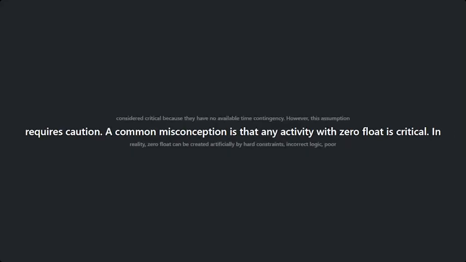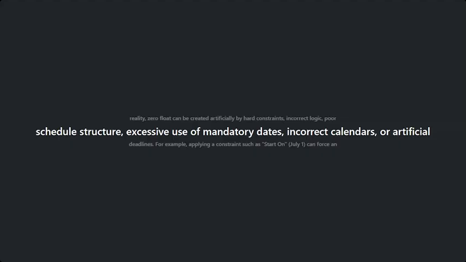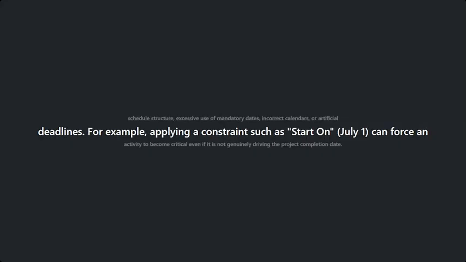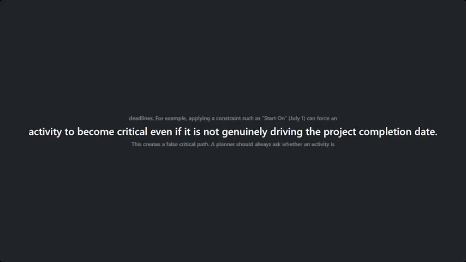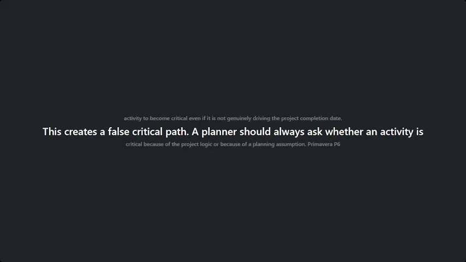A common misconception is that any activity with zero float is critical. In reality, zero float can be created artificially by hard constraints, incorrect logic, poor program structure, excessive use of mandatory dates, incorrect calendars, or artificial deadlines. For example, applying a constraint such as start on the 1st of July can force an activity to become critical even if it is not genuinely driving the project completion date. This creates a false critical path.